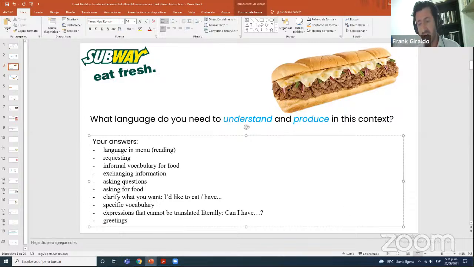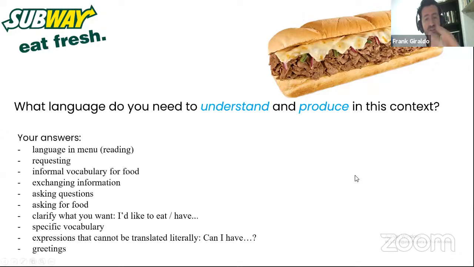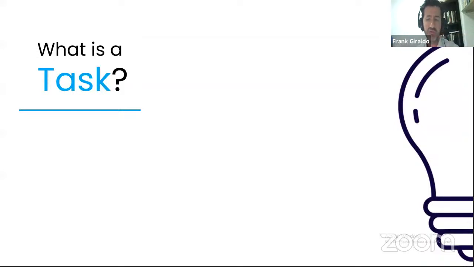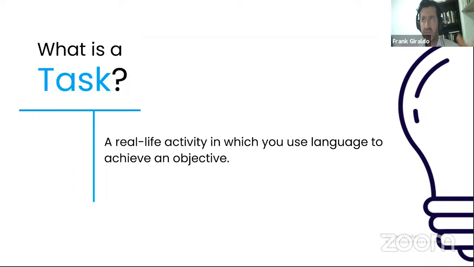That's the idea, to work on this workshop by getting your answers. So when you go to get a sandwich, all of this happens and much more. So this is a real life activity for which we need to use language. So the first central notion in the workshop today is the meaning of a task. There are many definitions of tasks in the literature, and I want to share one with you that is very simple, but it synthesizes the information from the literature. A task is a real-life activity in which you use language to achieve an objective.